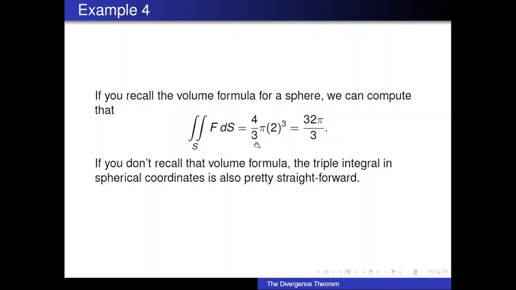Now, if you don't recall that volume formula, the triple integral is still pretty easy, I think. You'll just set it up using the same bounds for E that we used in example 2, and then make sure to multiply the function 1 by that spherical coordinate Jacobian determinant, rho squared sine of phi, and you will come up with the same answer at the end.